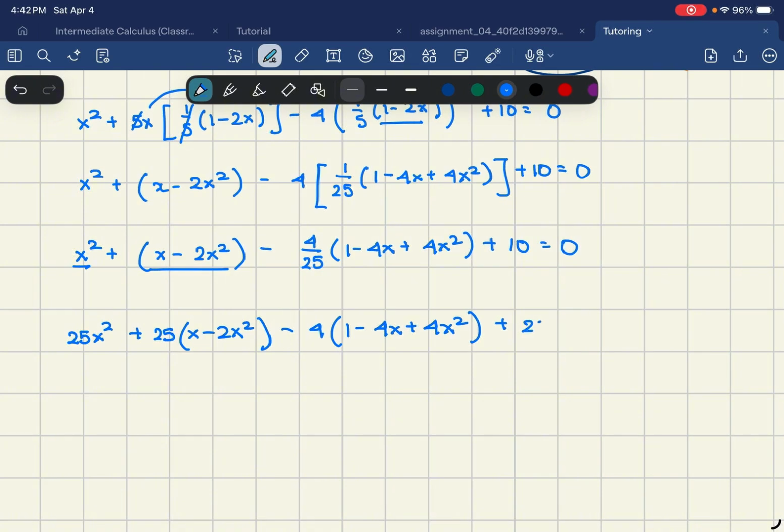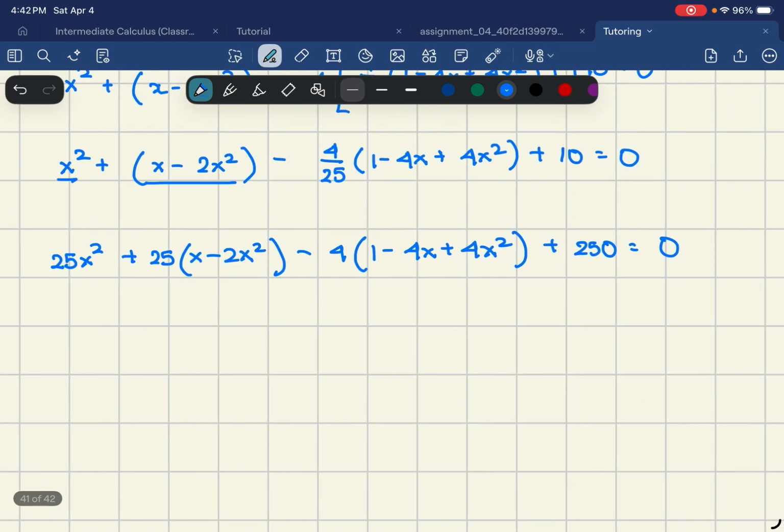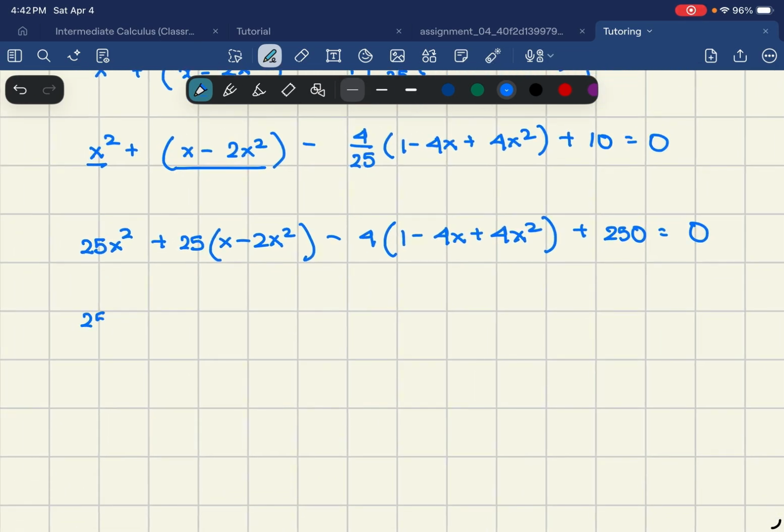25 times 10 is 250. 25 times 0 is just 0. So you have to do it on the right-hand side as well. And now we can simplify, right? So we have 25x squared plus 25x minus 50x squared minus 4 minus 16x plus 16x squared. So I just multiplied 4 inside. Plus 250 equals 0.